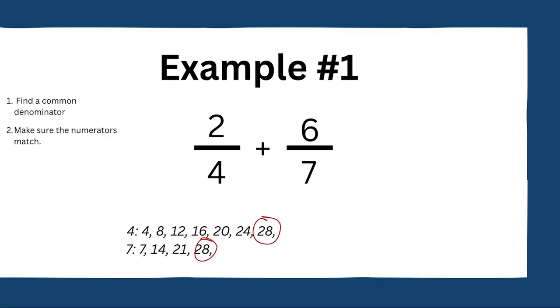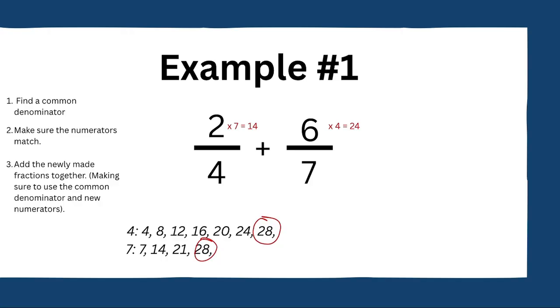So when I do this, I get 2 times 7, and I get 6 times 4. And I get 14 and 24. And now I'm going to add these together, and I get 38. And for my common denominator, of course, I put 28. So 14 plus 24 equals 38. And for my common denominator, as you can see, it could also be 4 times 7, as the fractions give you, I get 28.